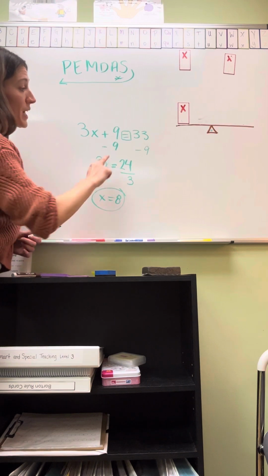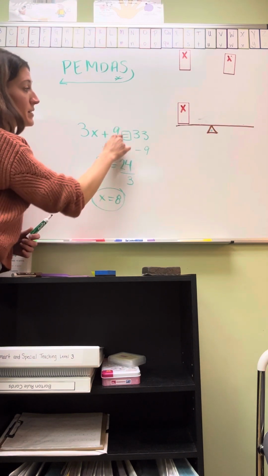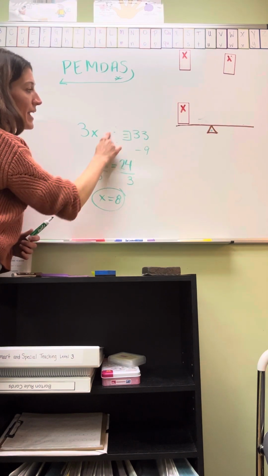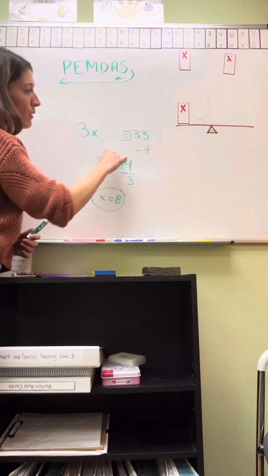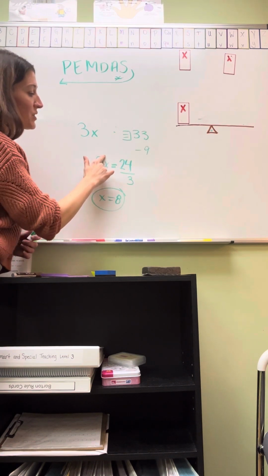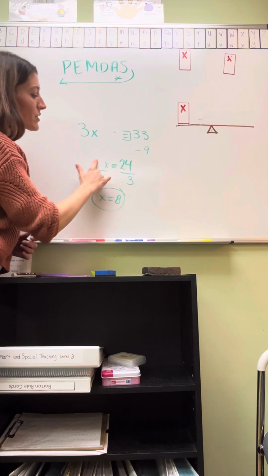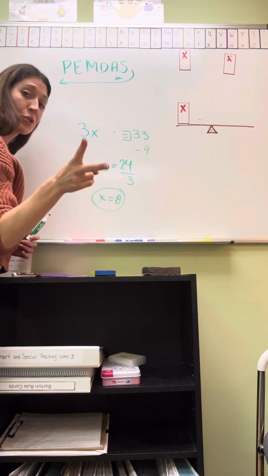So we did multiple steps. First, we got rid of this known factor here that was added on. And then after we got rid of that known factor that was added on, we had to get rid of this 3 that was attached to the x. That's a 2-step equation.